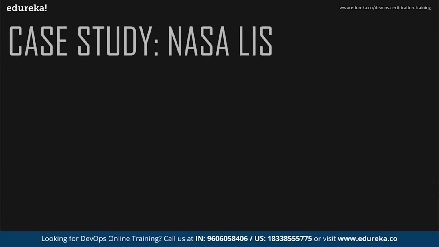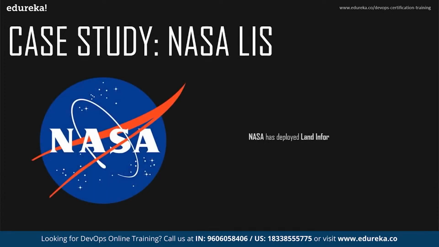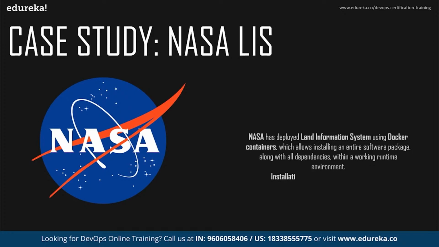Now, before moving on to the next section, let's look at a case study about containerizing the NASA Land Information System framework using Docker. Developed by the Hydrological Sciences Laboratory at NASA's Goddard Space Flight Center, or GSFC, the Land Information System, or the LIS, is a high-performance software framework for terrestrial hydrology modeling and data assimilation. Basically, the LIS enables integrating satellite and ground-based observational products and advanced modeling algorithms to extract land surface states and fluxes.